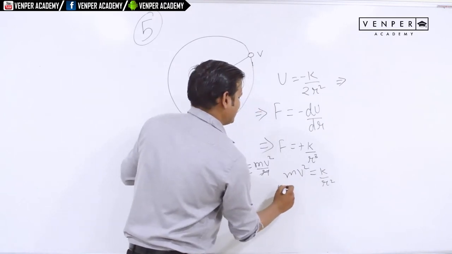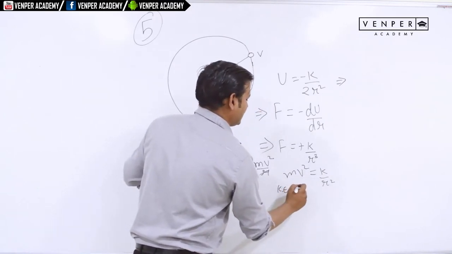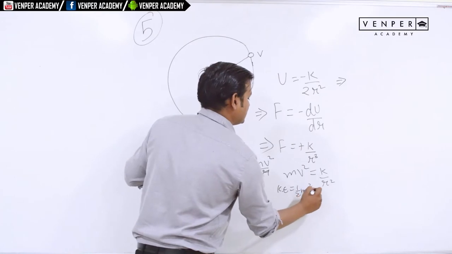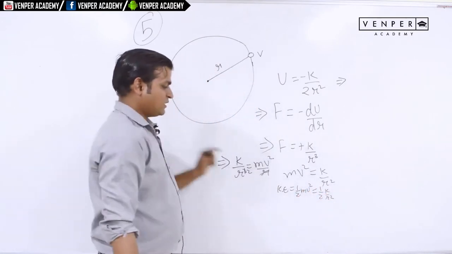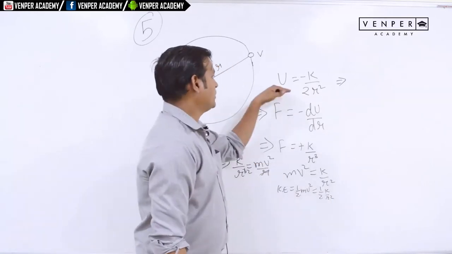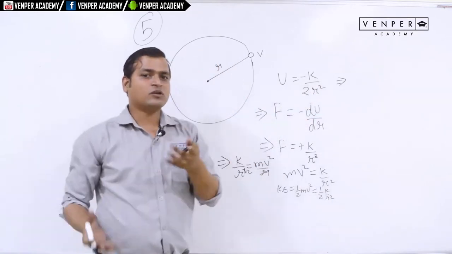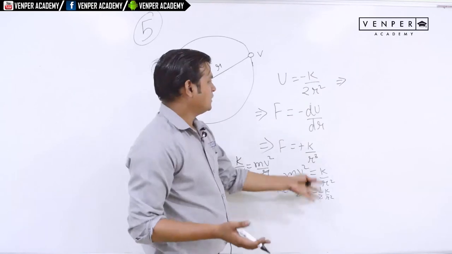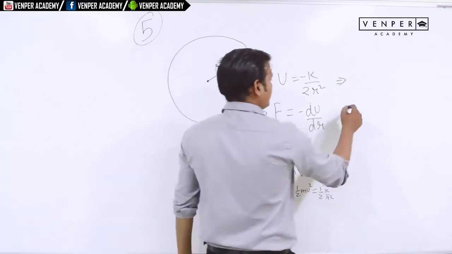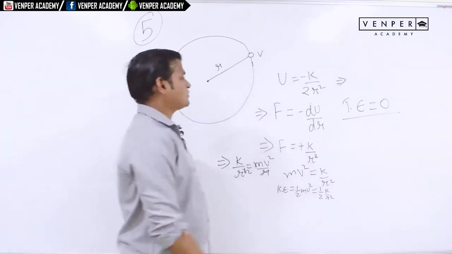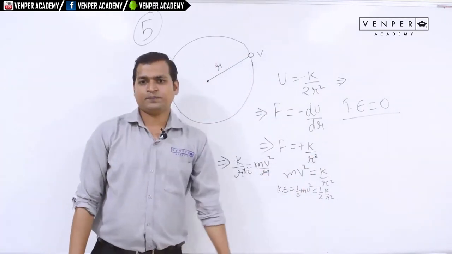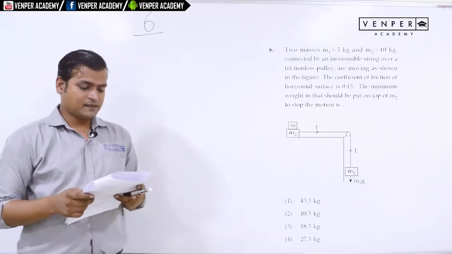So kinetic energy half mv square is equal to 1 by 2 k upon r square. Clear? So here kinetic energy is known, potential energy is known, simply you have to calculate total energy. Add these two, and you will get total energy as 0. So the correct answer for this one is 0 joule. Okay, now question number 6.